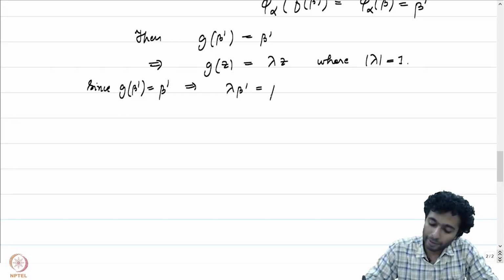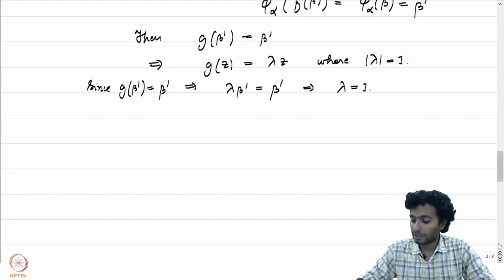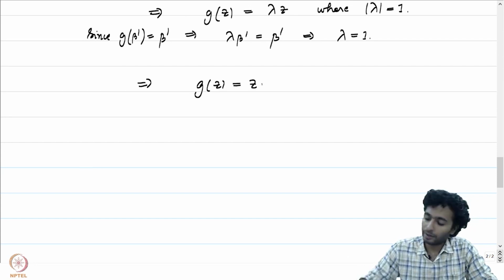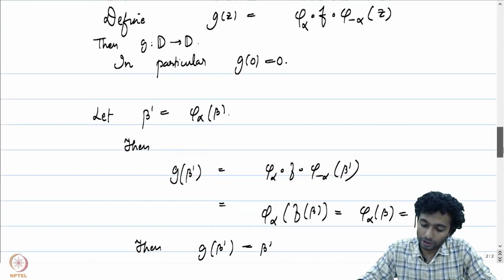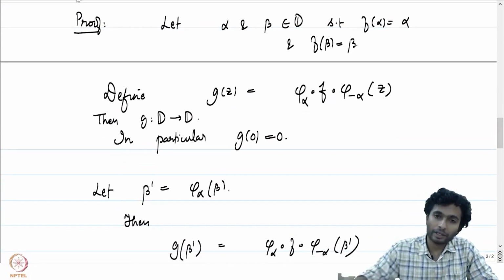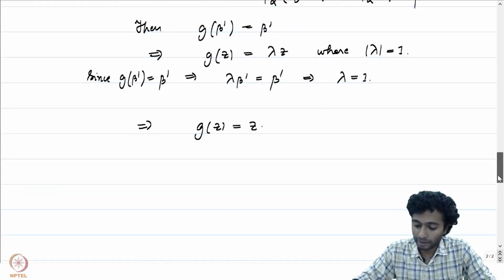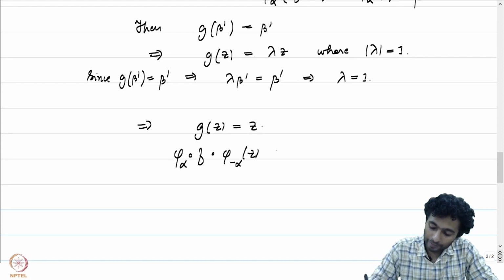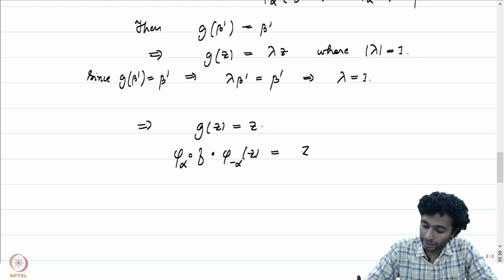We have lambda beta prime is equal to beta prime, which tells us that lambda is equal to 1. It's precisely equal to 1. And hence, this tells us that g of z is equal to the identity. But what was g? G was very special. We had defined g in this manner, right? Let's go back, define our g: phi alpha composed with f composed with phi minus alpha of z. This is equal to z.